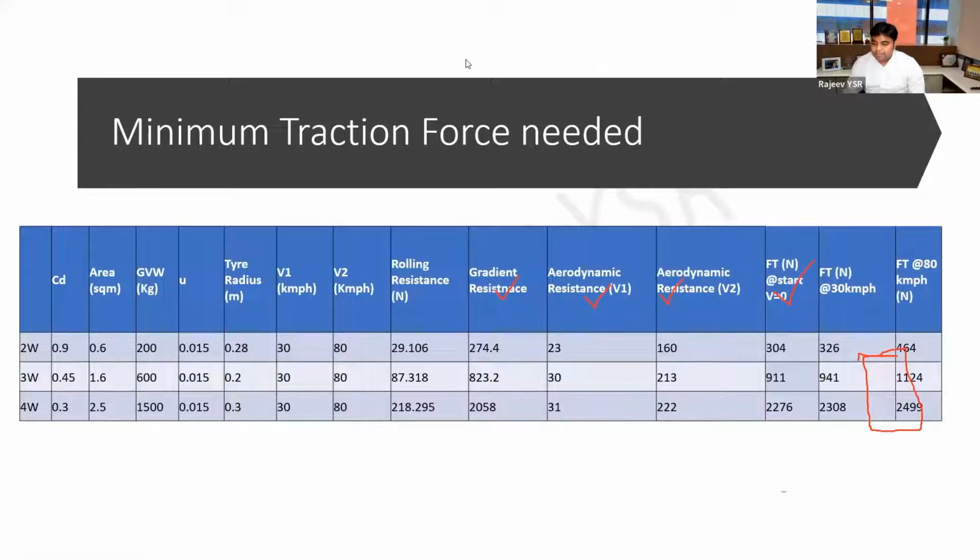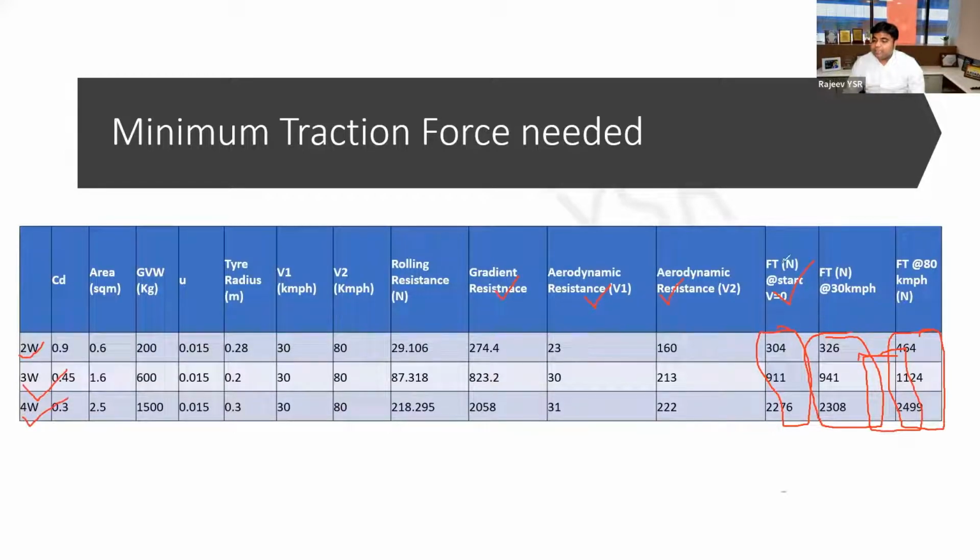So there are multiple traction forces here. Multiple traction forces for the vehicle to start moving at velocity 0. These are the traction forces the vehicle has to overcome. And then at 30 kilometers per hour, these are the traction forces the vehicle has to overcome. And at 80 kilometers per hour, these are the traction forces the vehicle needs to overcome. This is for two-wheelers, three-wheelers, as well as four-wheelers, right?